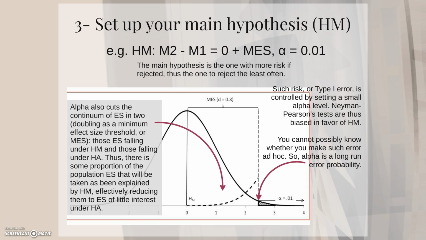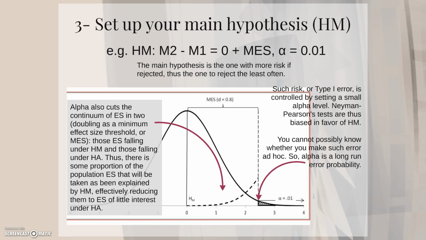Now, alpha also cuts the continuum of effect sizes in two. So alpha actually doubles as a minimum effect size threshold as well, or minimum effect size. So it cuts the effect sizes between those falling under the main hypothesis and those falling under the alternative hypothesis.